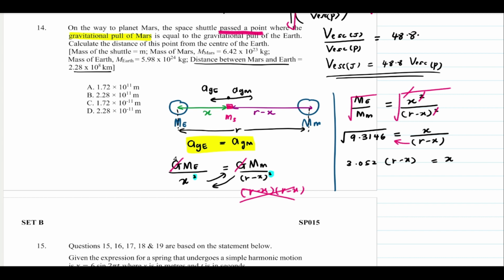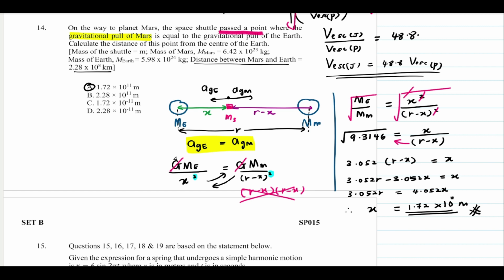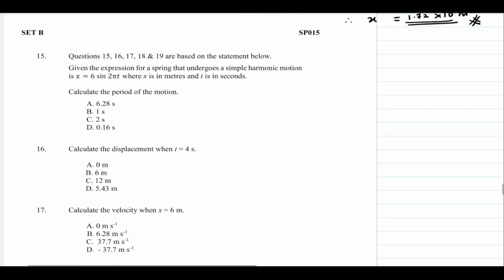Nak selesaikan. Therefore, 3.052R minus 3.052X equal to X. So, 3.052R is equal to 4.052X. Therefore, kiralah X, you akan dapat 1.72 times 10 power of 11. Okay, meter. Okay, so the answer is A. Boleh. So, very simple. Okay. And next, question number 15.